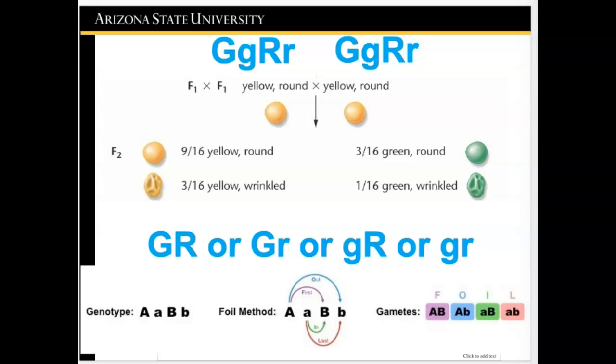In our case, this creates 9 out of 16 yellow round peas, 3 out of 16 yellow wrinkled peas, 3 out of 16 green round peas, and 1 out of 16 green wrinkled peas. The F2 generation in a dihybrid cross has a ratio for Mendelian patterns. It is 9 to 3 to 3 to 1.